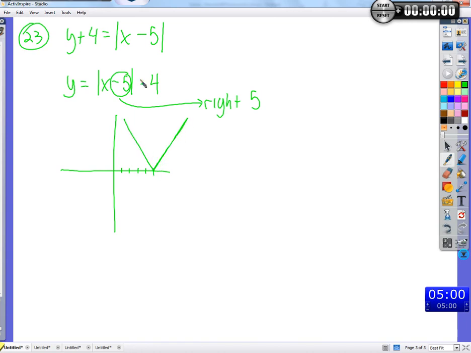Okay. So if it moves to the right 5, that's what it looks like. And that's what just this part does. If we ignore this, x minus 5, we move to the right 5. But what about that minus 4? The absolute value of the thing, we subtract 4. We can move it up or down. If it moves it up or down, which way does this move it? Minus 4.